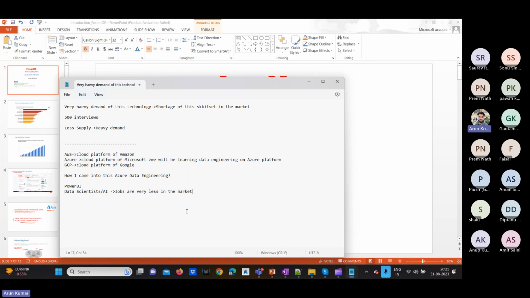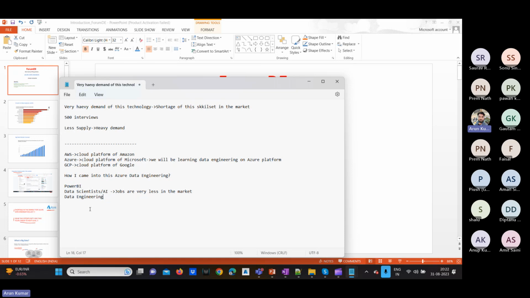Then I did a little bit of analysis and came to know about data engineering. You see how much time I would have wasted learning all these things. When I learned this, I made a dummy demo resume and put it on my Naukri profile, and I got bombarded with calls. Initially the number of calls was less, but compared to data scientist or Power BI it was very high.